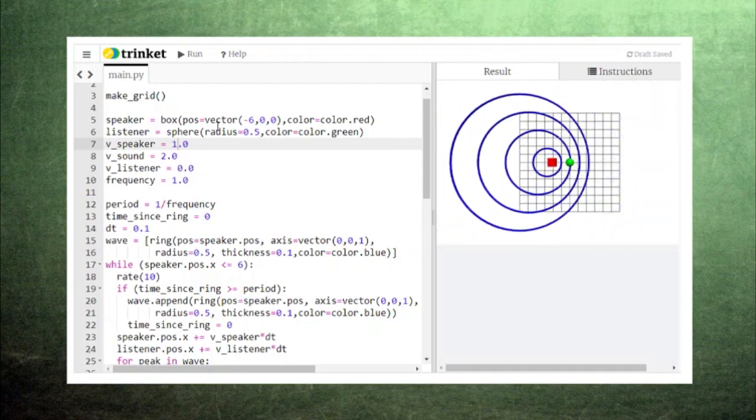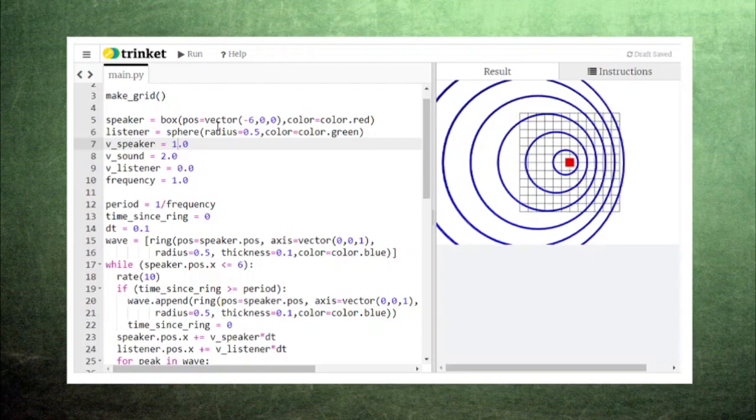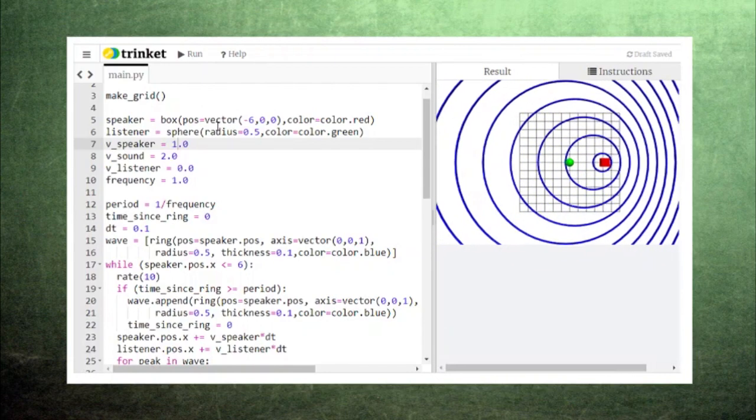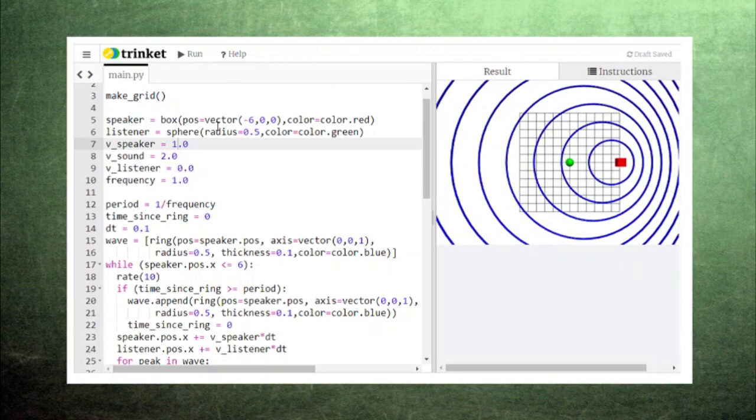So, our green listener receives a wave with a higher frequency when the speaker is moving toward her, and she experiences a wave with a lower frequency when the speaker is moving away from her. This is why you hear a change in pitch when an ambulance passes by. The sound waves are literally being compressed and stretched. We call this compressing and stretching of the sound waves the Doppler effect.